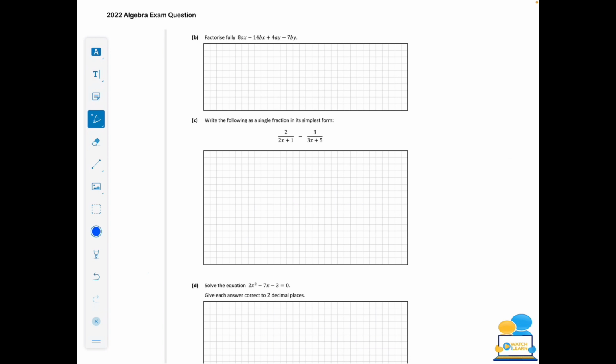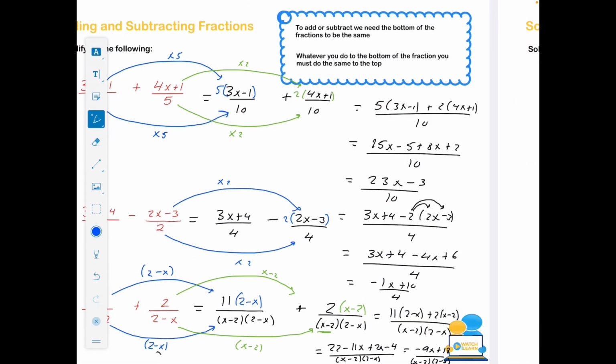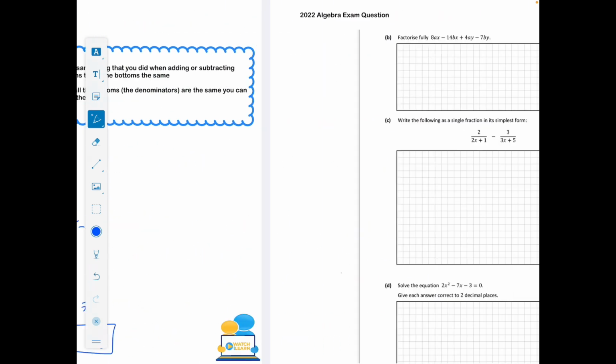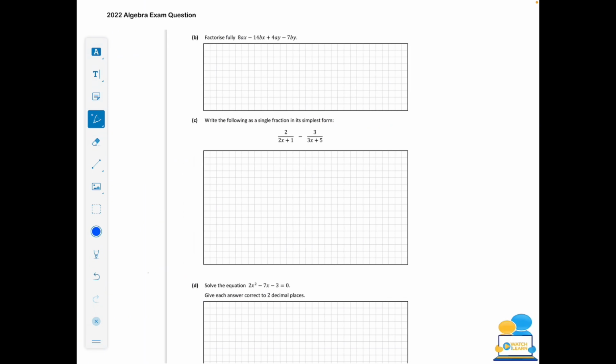The second part was simplifying a fraction, so adding or subtracting fractions. That would be very like the last example we did here where we had algebra on the bottom. Extremely like that, you'll follow the same method. And then the last part is solving the equation. So it's solving a quadratic. We're going to use the minus b formula for that.